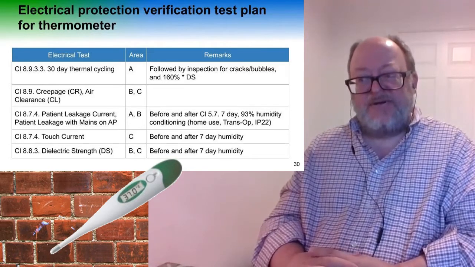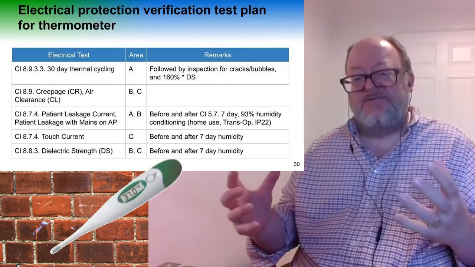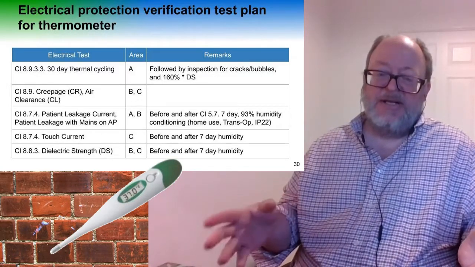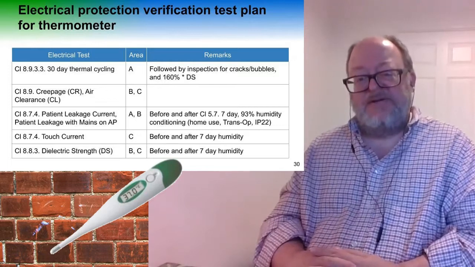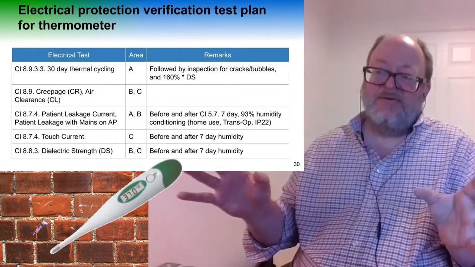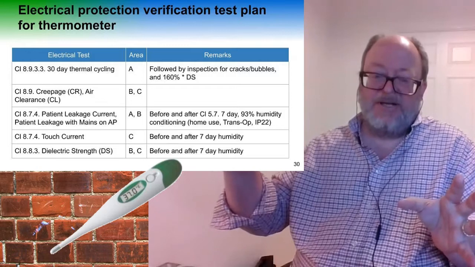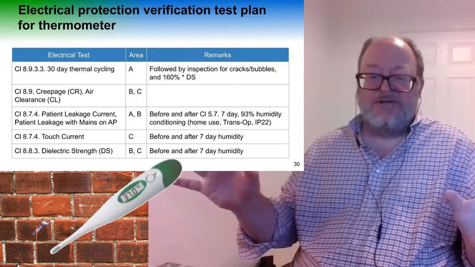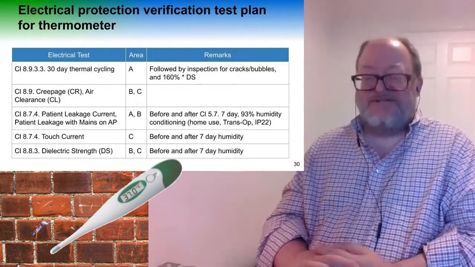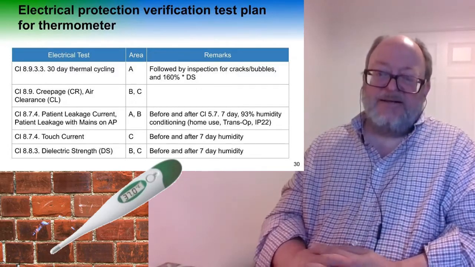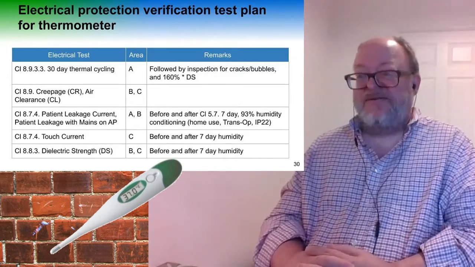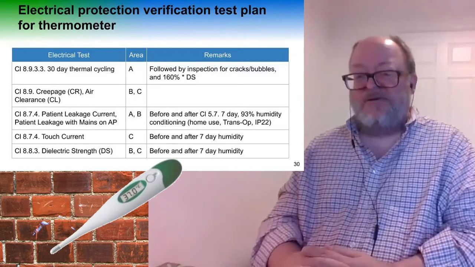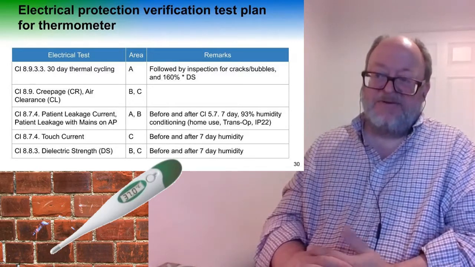Area C was our operator area. For leakage, we'll do touch current, and again, before and after our 7-day humidity. And then last, areas B and C, which were our plastics, our pseudo F type, and then our operator area. We're going to do the appropriate dielectric strength for each area, again, before and after 7-day humidity. So, let's hope we pass after we've built this wonderful thermometer. And that would then demonstrate we've got a safe thermometer. Nobody's going to get shocked.